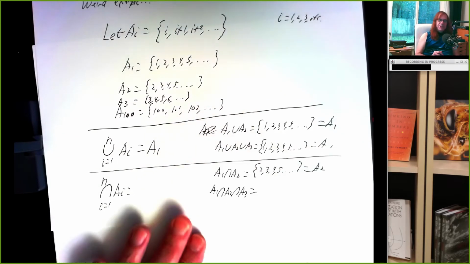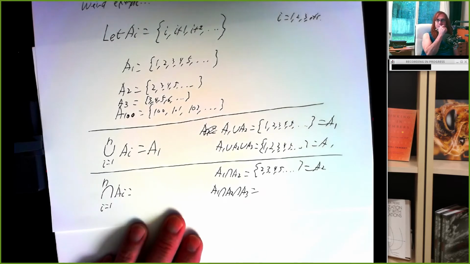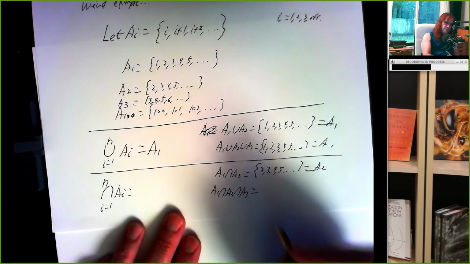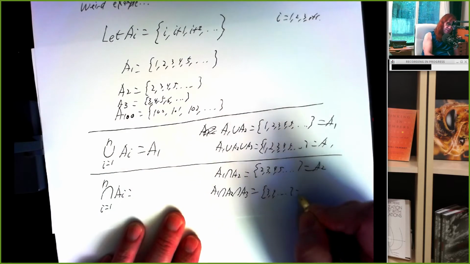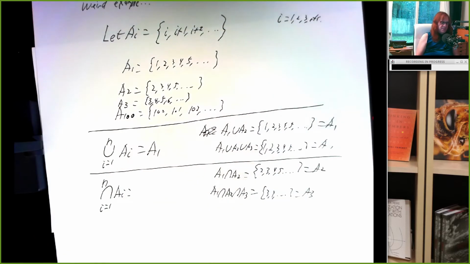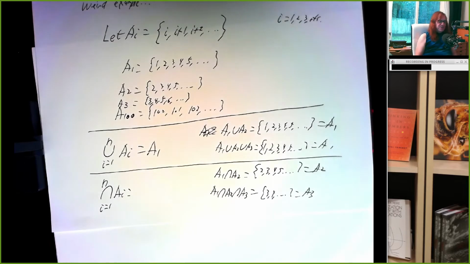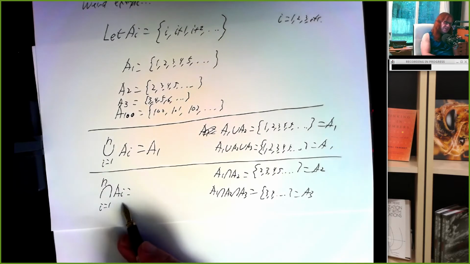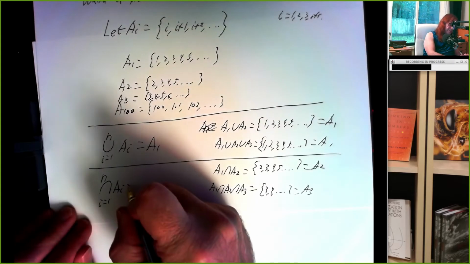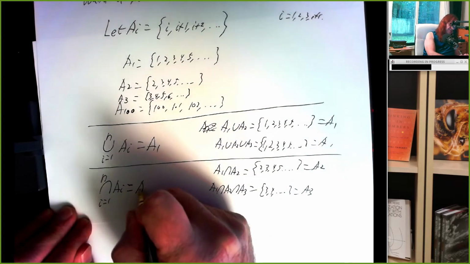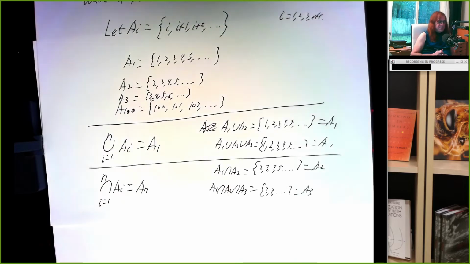What about A1 intersect A2 intersect A3? 3 and onward. Which is A3. So if we try to generalize this, we can imagine that if we took A1 intersect A2 intersect A3 all the way up to intersecting AN, we might reasonably believe we would get AN. And that turns out to be correct.